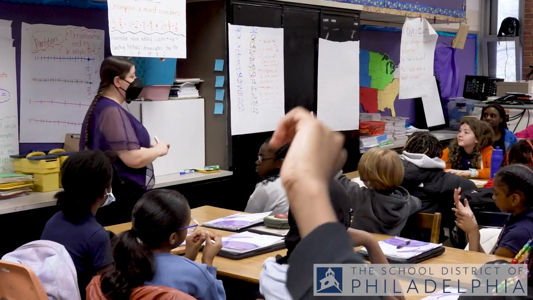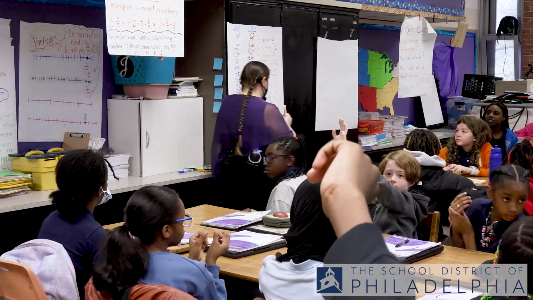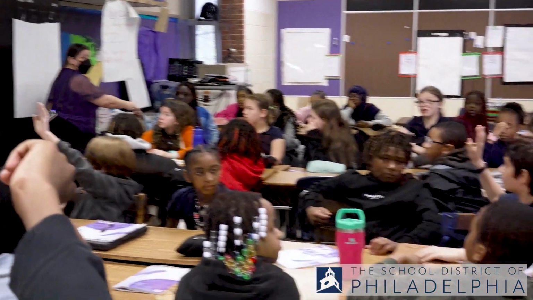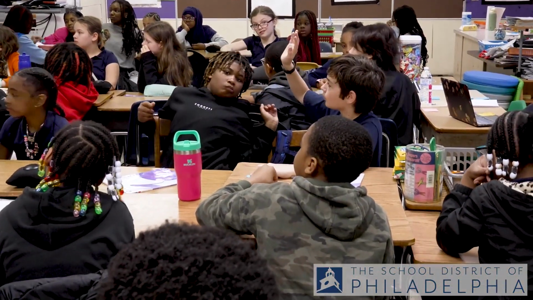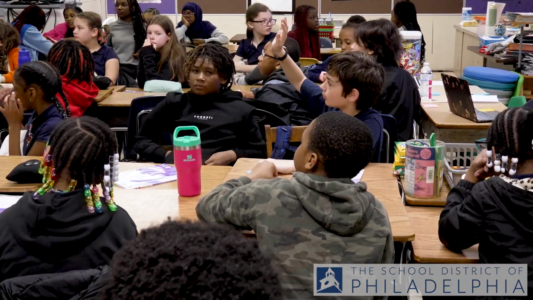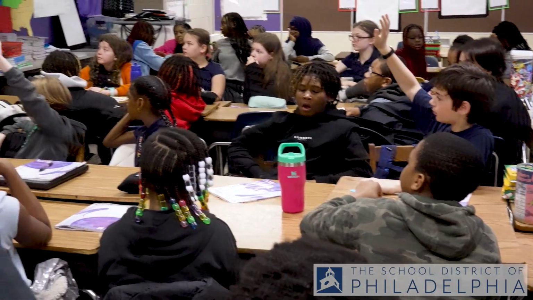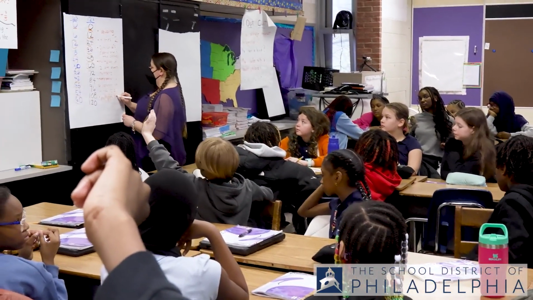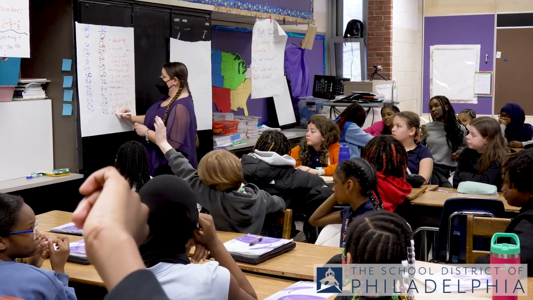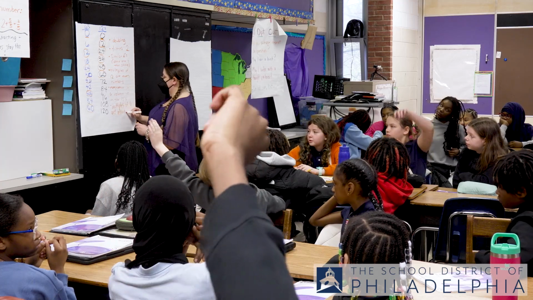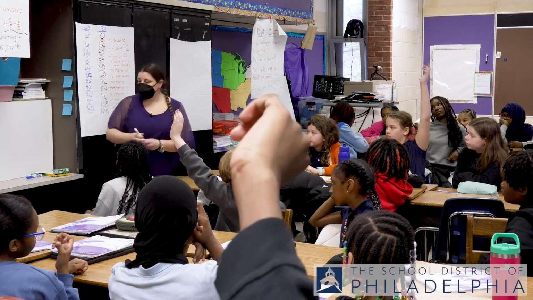Cameron, something else. Sorry, Ava walked away. Multiples of 6 are all even also. I'm going to put also even. Okay. William, one more thing.